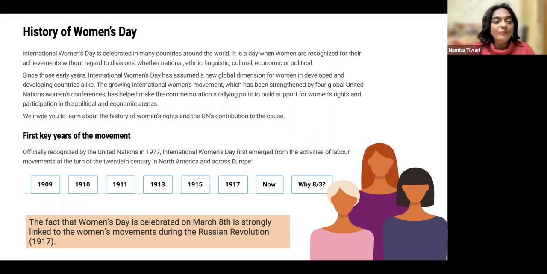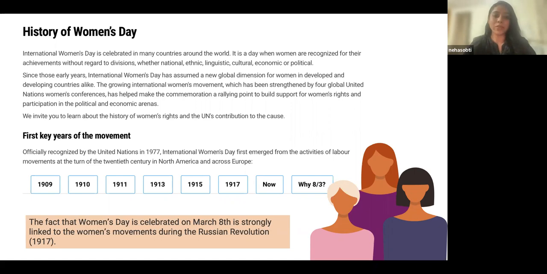And it sprung up. And of course, in the last few years, we are seeing the whole world celebrating it the way we do. It's very interesting how International Women's Day is celebrated all across the world, whether it's national, ethnic, linguistic, cultural, economic, or political, everywhere people are celebrating it. It's bringing a new global dimension to the women's world, strengthening our women community, women's rights, and participation, not just in the business world, but in the political and social arenas as well. So it's very interesting. Don't you think so? Yeah, it's quite interesting.